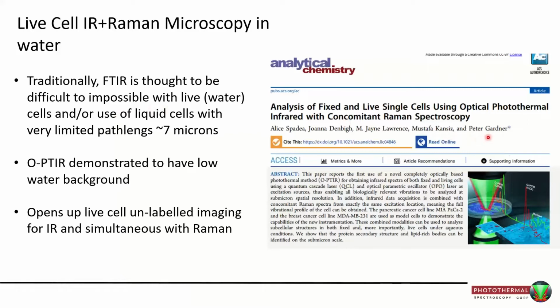Peter Gardner's group at Manchester University also recently published some live cells and also some fixed cells using infrared with concomitant Raman spectroscopy. So with regular FTIR, these are really difficult measurements. Typically, you work with limited path lengths of around 7 microns. But as I said before and demonstrated here, O-PTIR shows very, very low water background. So it's actually an ideal tool to do live cell imaging, just like Raman is as well.